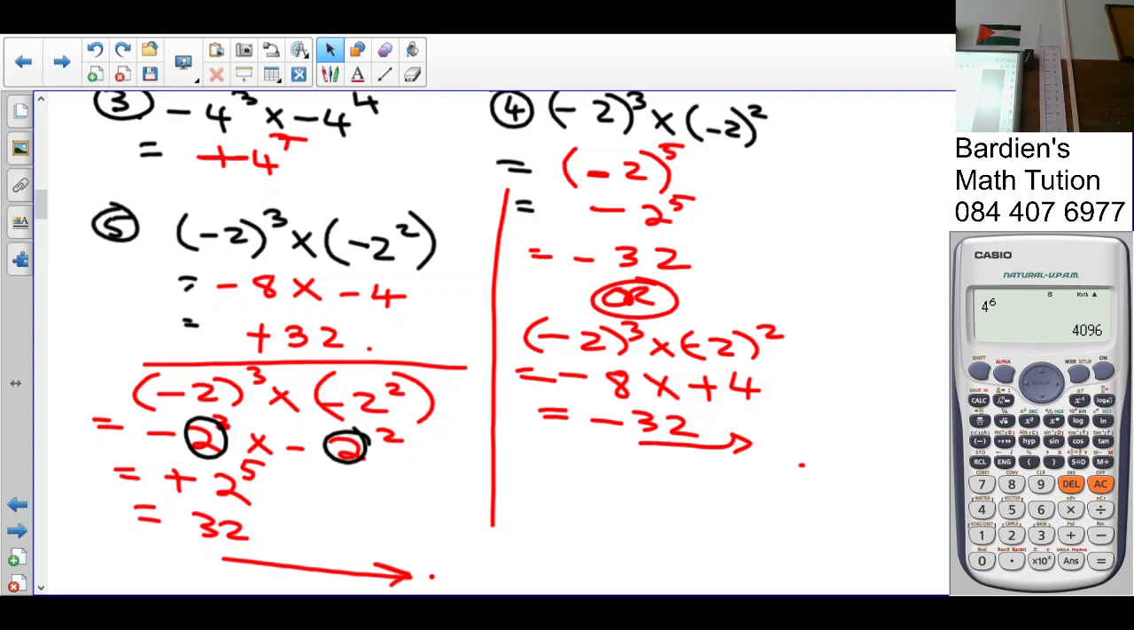Alright, so for tomorrow's lesson we will carry on with the second law of exponents.